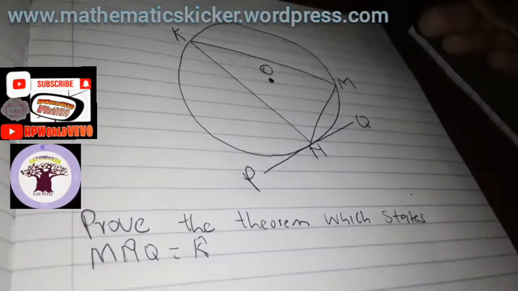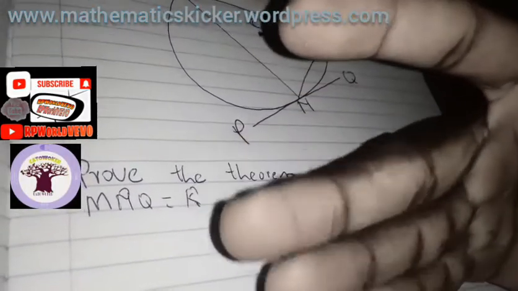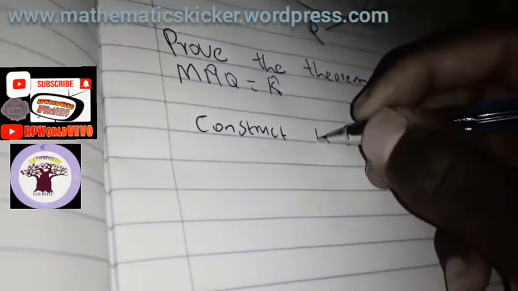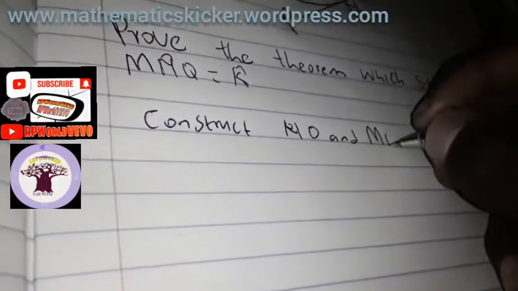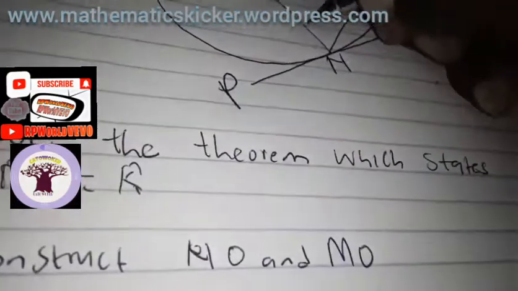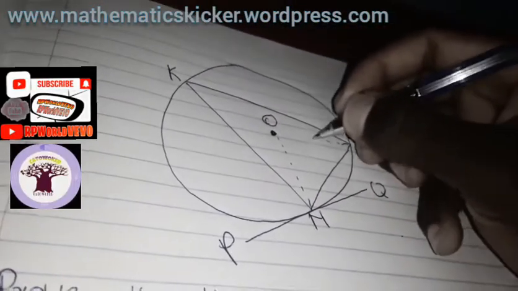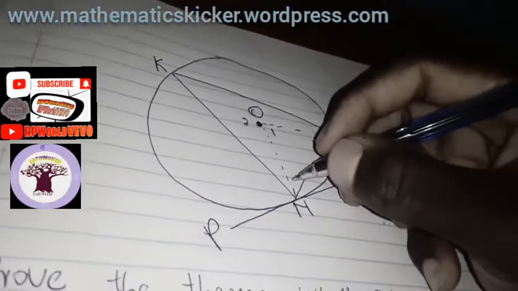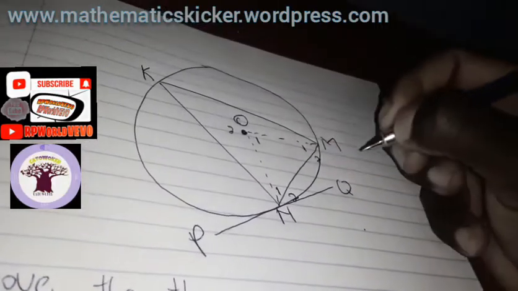Okay, let's prove our alternate segment theorem, which states angle MNQ is equal to angle K. We first construct lines NO and MO, a line from M to O and from N to O. Then you mark the angles O1, O2, and N1, N2, and M1 and M2.